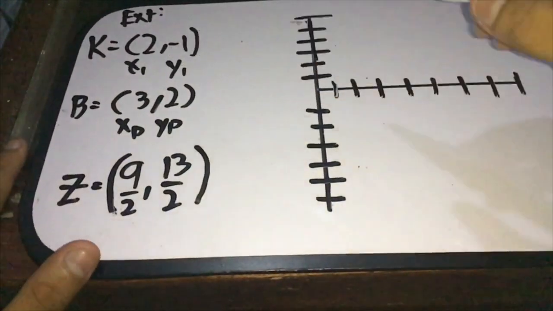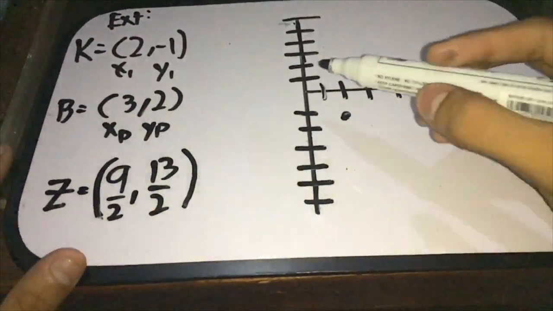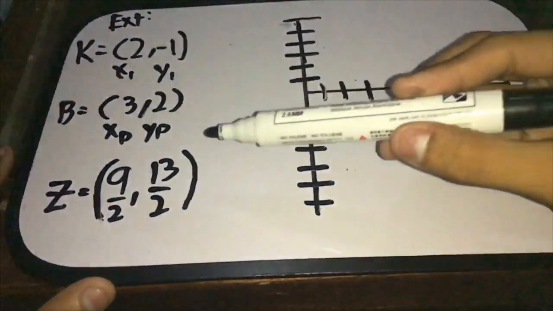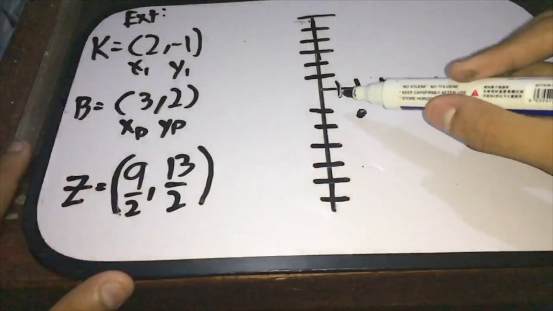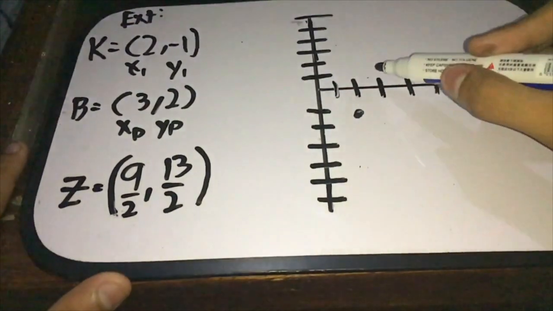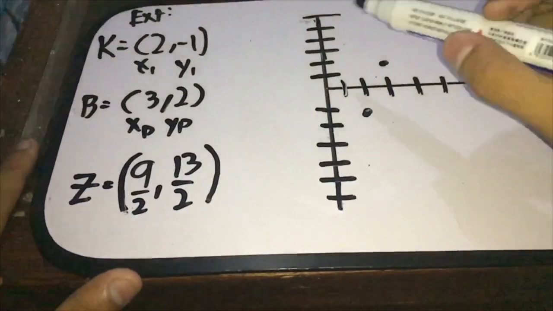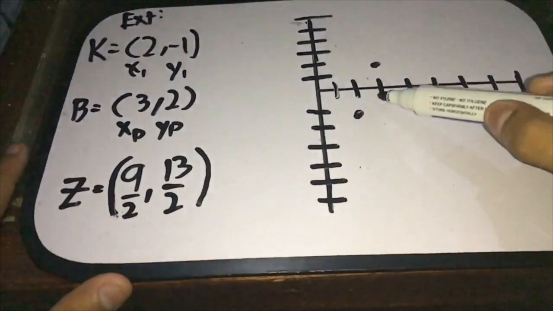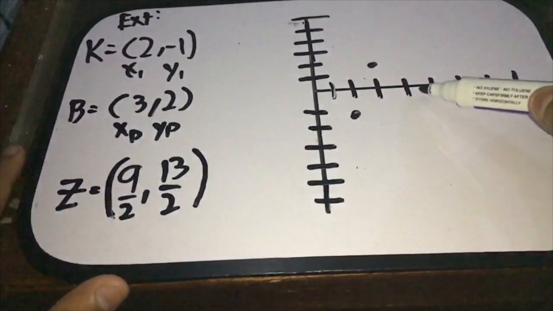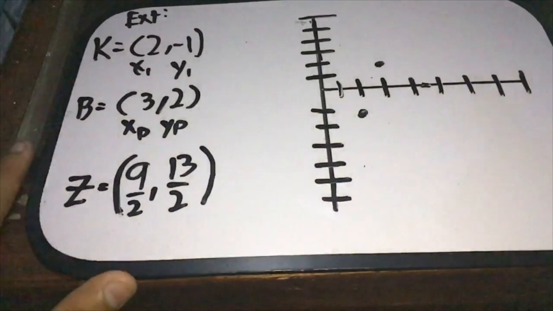So we will plot the points. So let's go with K, which is 2 and negative 1 over there. Now point B, which is 3 as x sub b and 2 as y sub b. So 1, 2, 3 and 1, 2. It's in between there. Now the Z, which is our x sub 2 and y sub 2, which we solved for earlier. So 4 and 1/2, it's between 4 and 5.